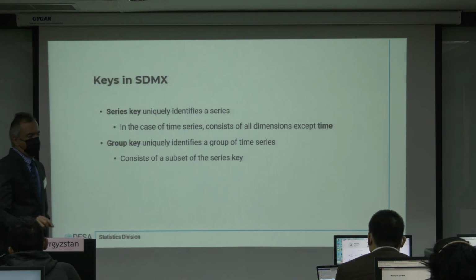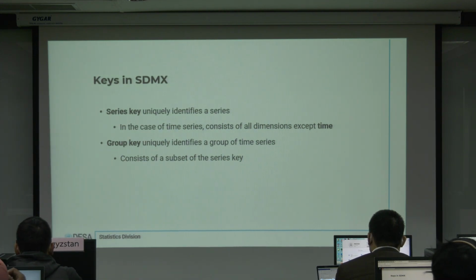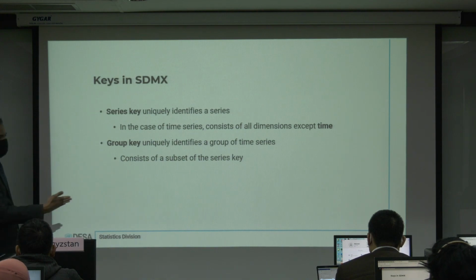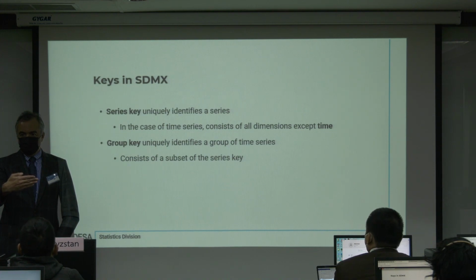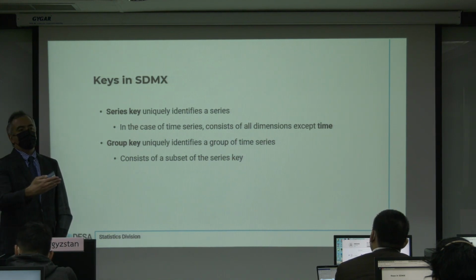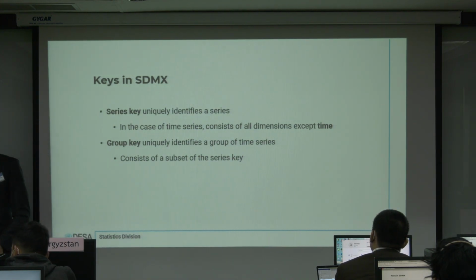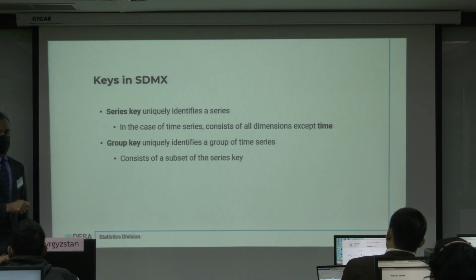A key is something that identifies an observation or a group of observations. If you pick a ticket to a performance in a theater, it will say something like section 1, row 12, seat 25. And this is your key, section 1, row 12, seat 25. It's what enables you to unambiguously locate your seat.